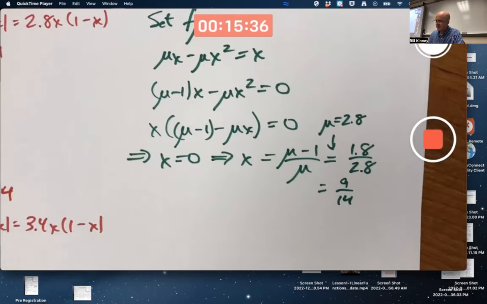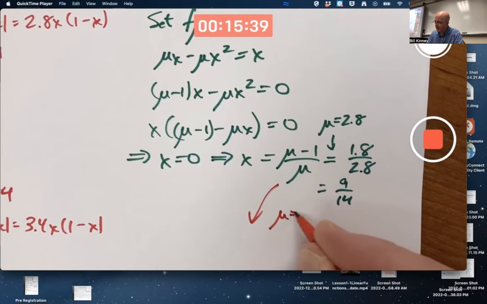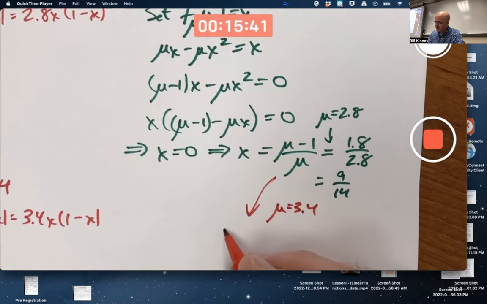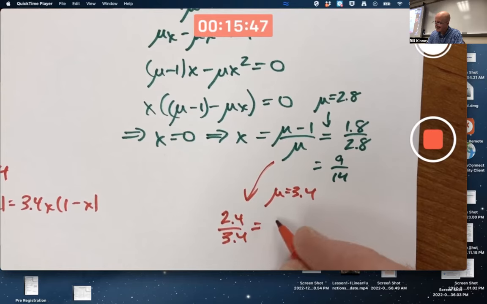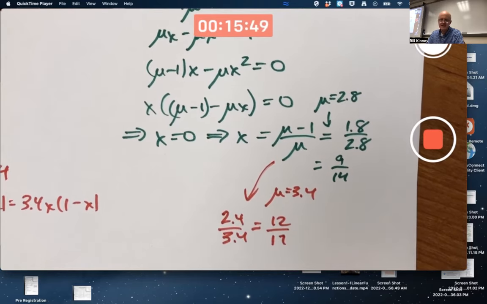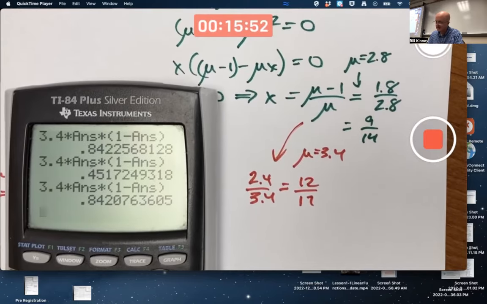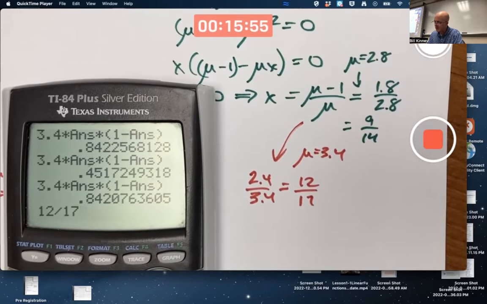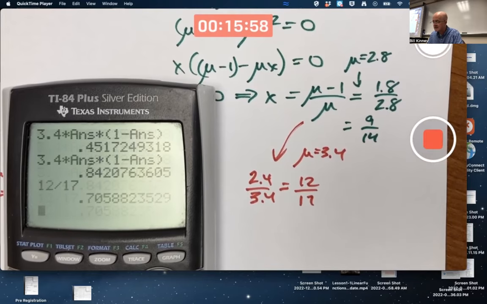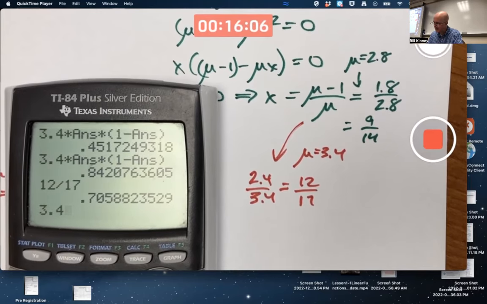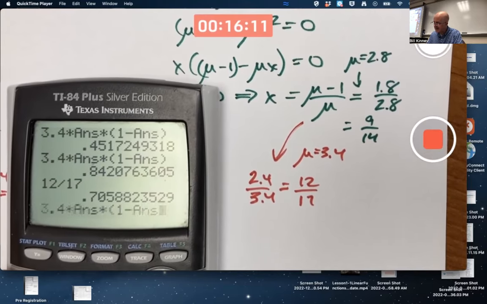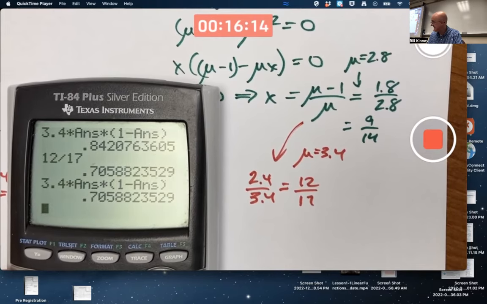In fact, if you use this formula, when mu is 3.4, you'll get 2.4 over 3.4. 24 over 34 is 12/17 for the exact fixed point. And 12/17 is like halfway between 0.45 and 0.84. Not exactly, but 0.706. That's the fixed point. And if you plug that into the 3.4 times the previous answer times 1 minus the previous answer, that does stay fixed, it seems.